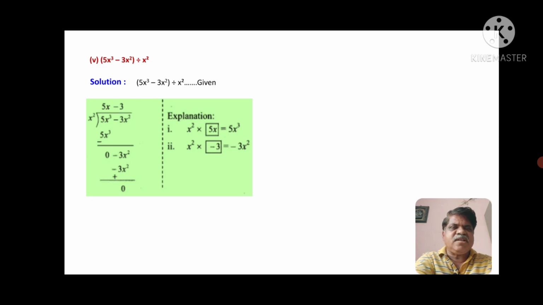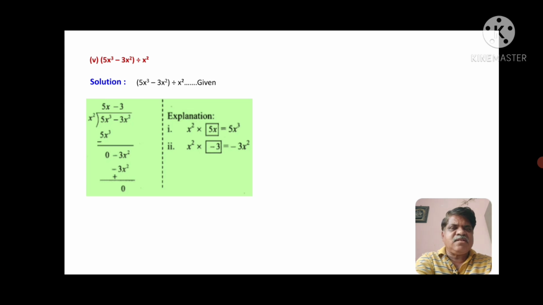x square is multiplied by what? You are getting 5x cube. It is 5x that is given in the box in the explanation part, first step. So 5x will be the first term of this quotient. So 5x into x square, that is 5x cube, that is written below the first term of the dividend, and the result is 0, 5x cube minus 5x cube.